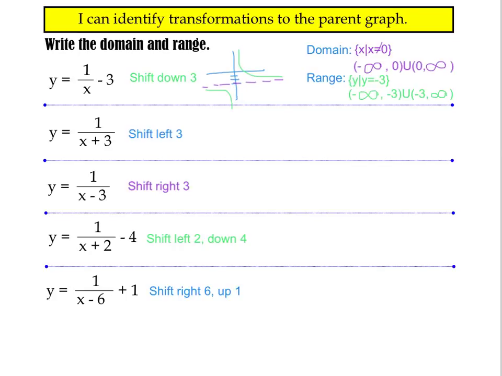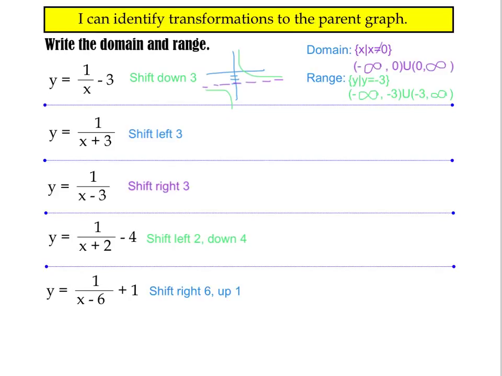So go ahead and see if you can pause the video and try to write the range. So hopefully you're able to realize that the graph just shifted down 3. So instead of being all values except for 0, it's all y values except for negative 3. So that would put the interval going from negative infinity to negative 3, and then jumping over that line and starting at negative 3 and going to positive infinity.